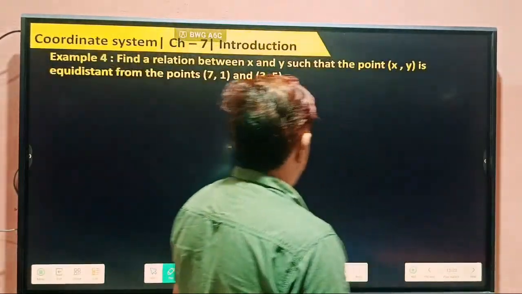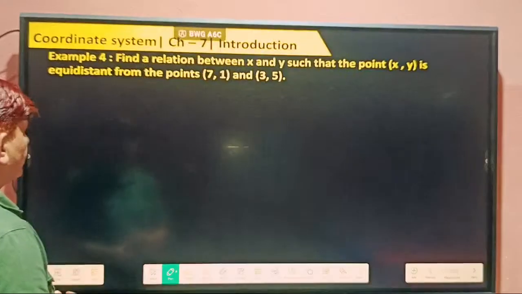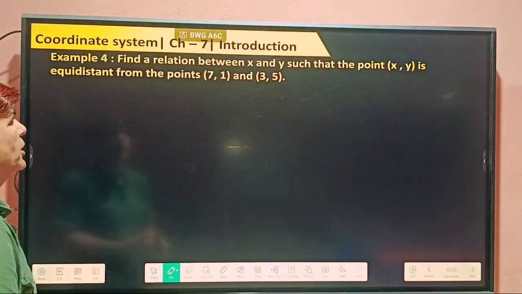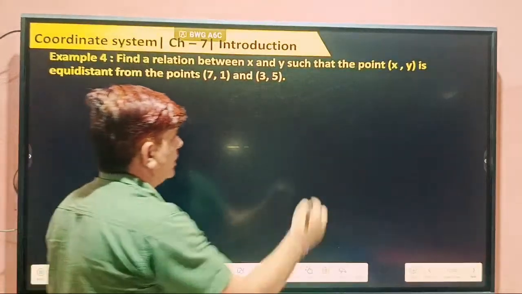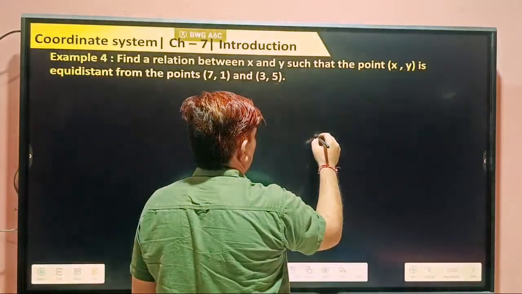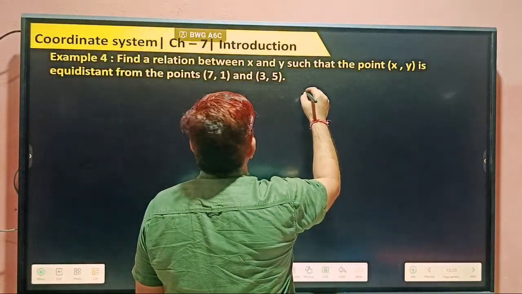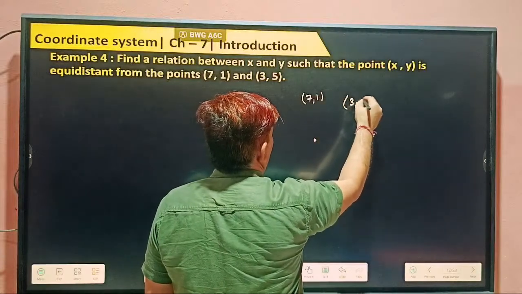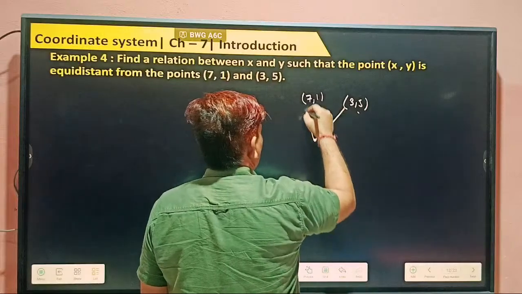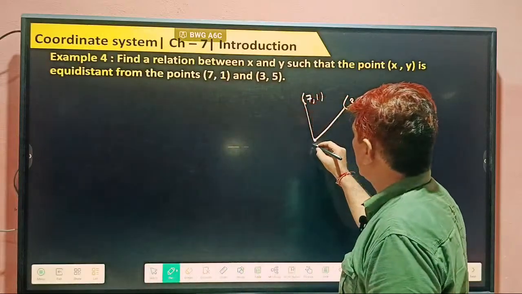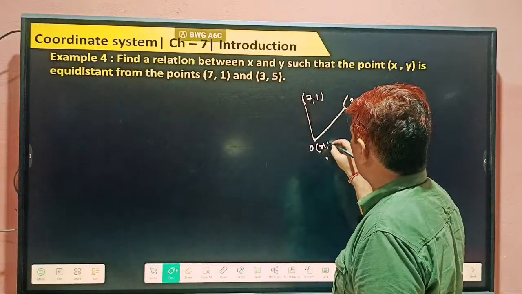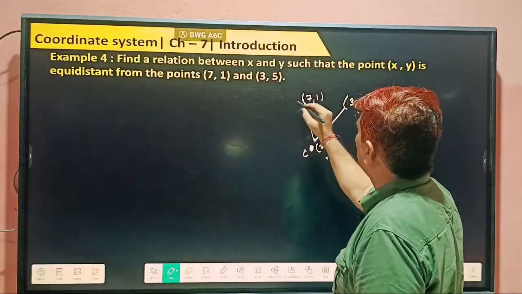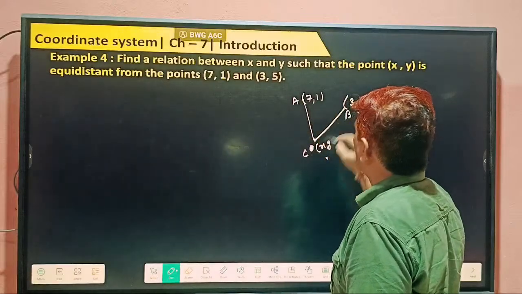Next, example number 4. Find the relation between x and y such that the point xy is equidistant from these points. So there is a point, and one point is this whose coordinates are 7 and 1, and another is this, 3 and 5. So this distance and this distance are equal. We can say this is O, whose coordinates are x and y, or you can take this as C. You can take this as A, this as B.